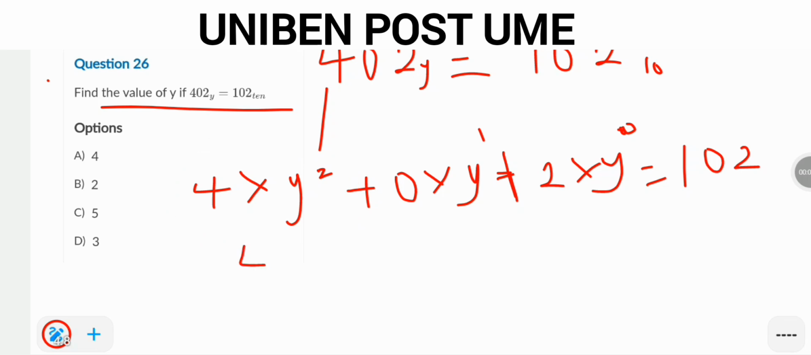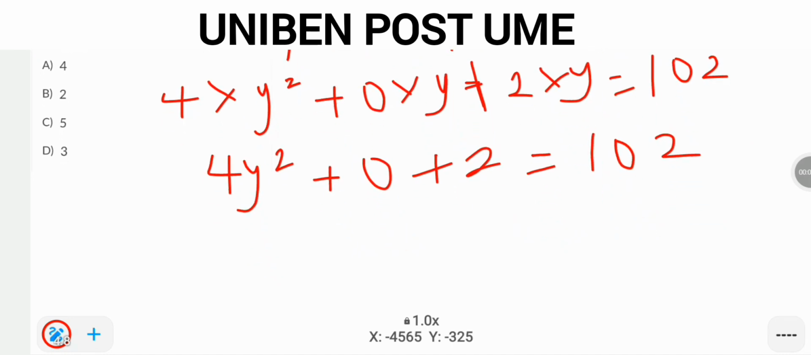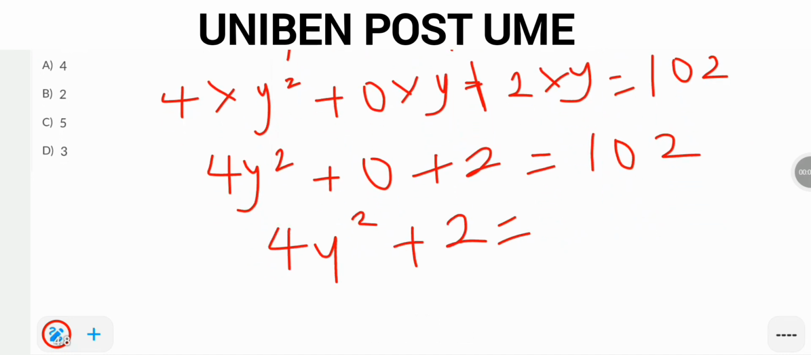So that will give you 4Y squared, plus 0 times Y. Everything here will be 0, plus any number raised to power 0 is 1. So at this point, you have 2 times 1. So 2 times 1 will give you 2, equals to 102. For the next part, you have 4Y squared plus 2 is equals to 102.